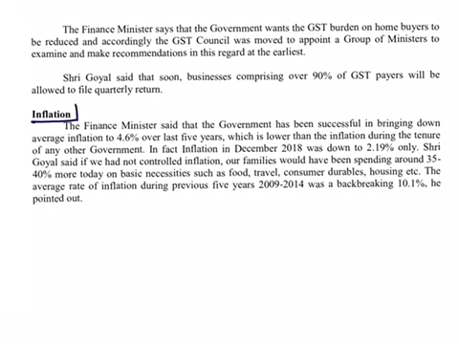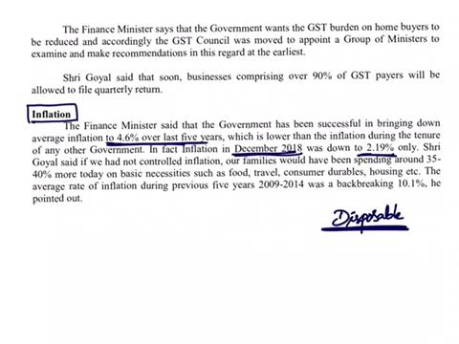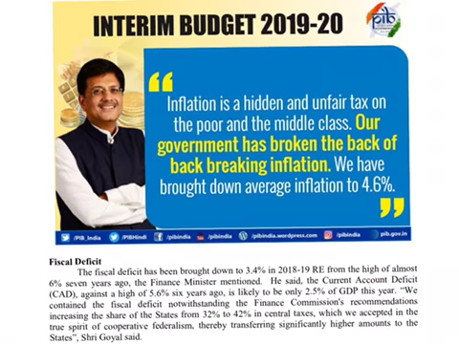The next issue is inflation. The Finance Minister said that inflation on average reduced to 4.6%, which is less than the target for this particular year. If we see the December 2018 inflation rate, it is only 2.19. Reduced inflation increases disposable income, meaning the income that is used for consumption or saving by the person. Disposable income increases when inflation rates reduce. So reduction in inflation is one of the successes of the government.